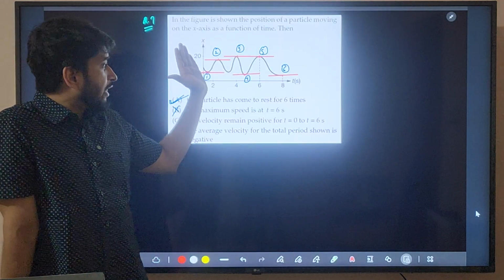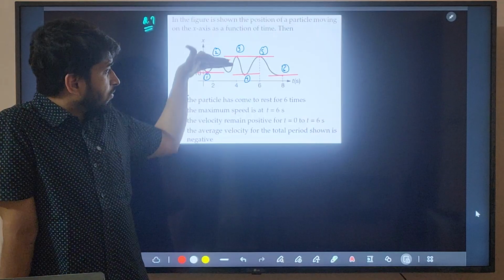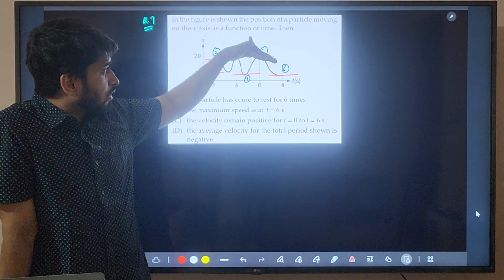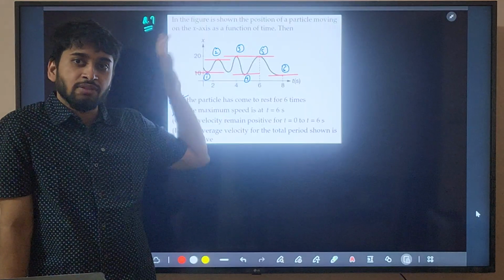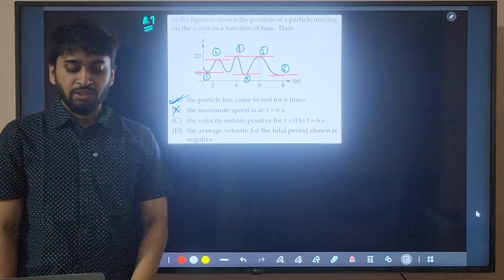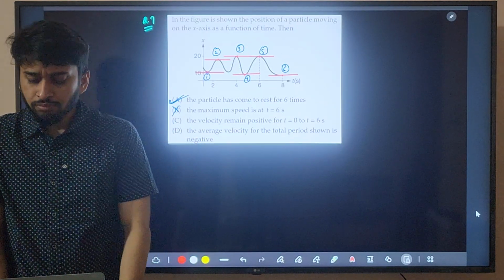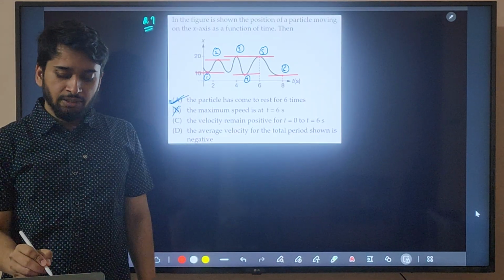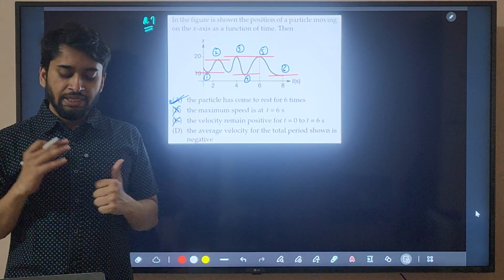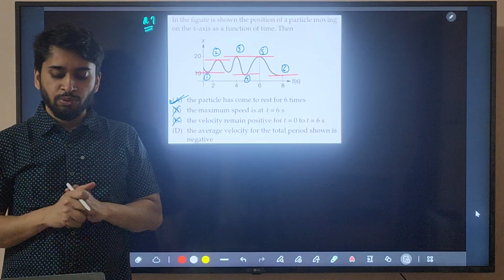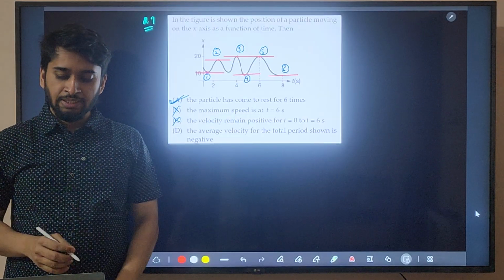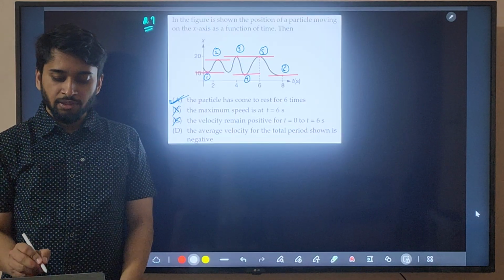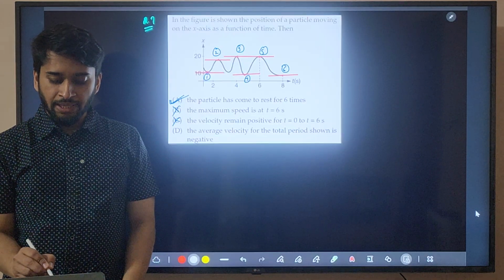At some point, initially it is negative, then becomes 0, positive, 0, negative, 0, positive, 0, negative, 0, positive, 0, negative, 0, like that. So it is varying continuously, you can see. Fine. So saying that the velocity remains positive for 0 to 6, that is also incorrect. Option D says the average velocity for the total period shown is negative. They are saying the average velocity is negative. So that could be true.